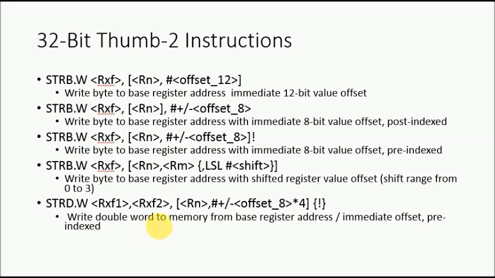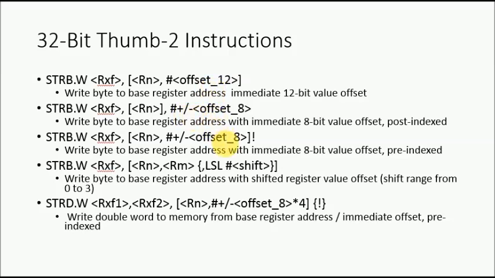Now here you can see the offset: the base address is present in the Rn register, and the offset is calculated in 4 different ways. Already we have seen how the offset is calculated. First, the 12-bit offset is directly given in the instruction. Second, the offset is 8 bit with plus and minus. Third, the offset is 8 bit but it is pre-indexed.